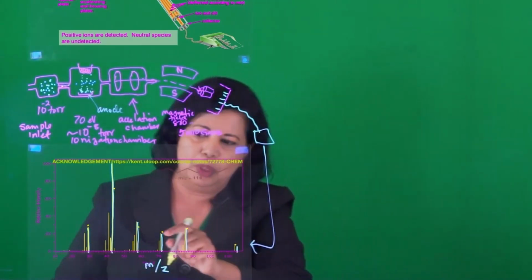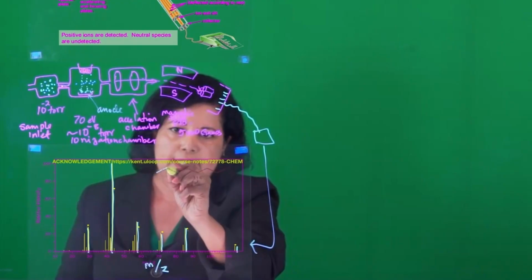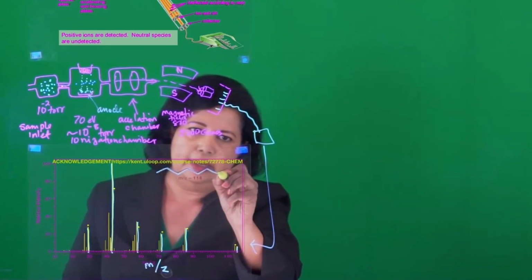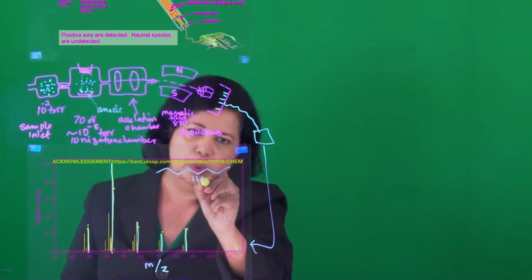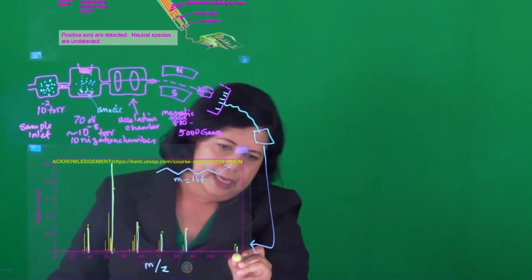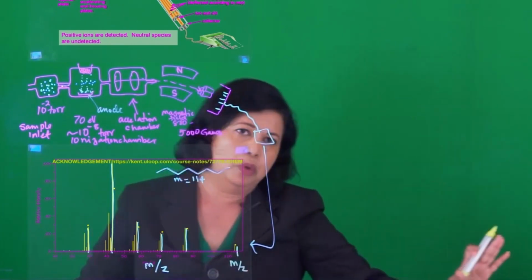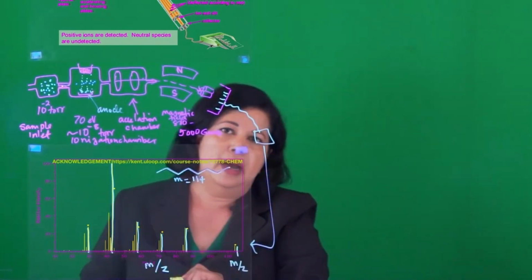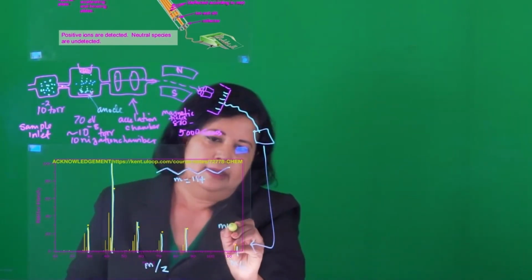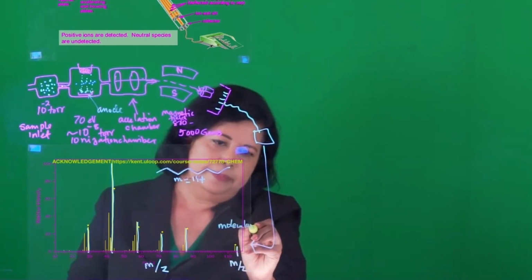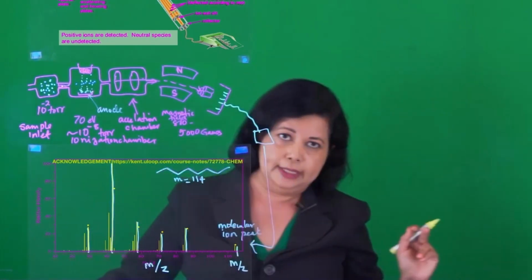So let's look at what these peaks could mean. This is octane here, molecular weight 114. And you can see at 114, you will have a peak. So the rightmost peak would be the molecular ion peak. Now for all of them, that would be the highest molecular weight.